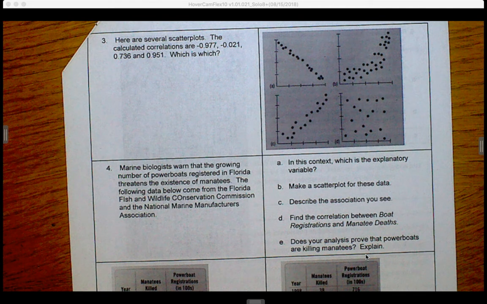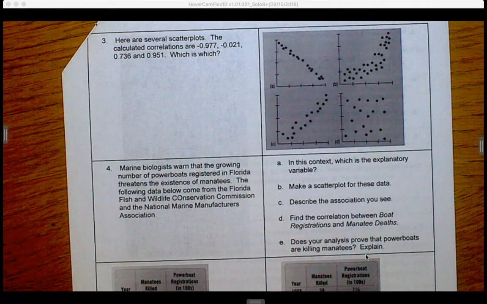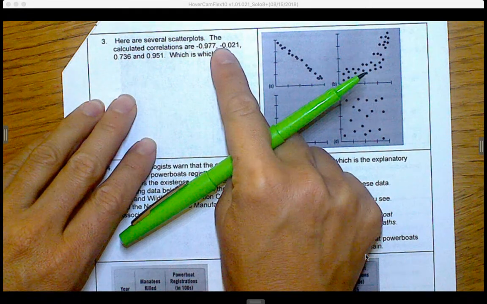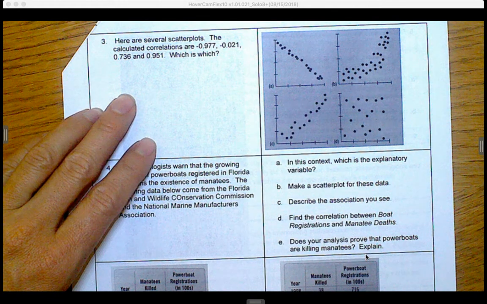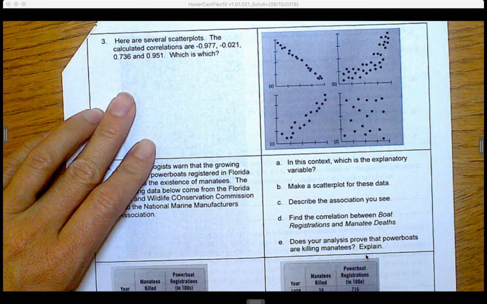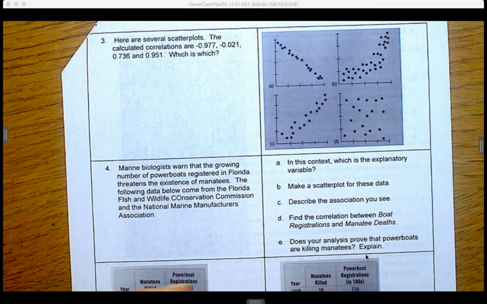All right, let's pop over to problem number 3. It says here are several scatter plots. The calculated correlations are these values right here. Which is which? Remember what this is telling us. If it's a negative correlation coefficient, then that means the graph is going downhill. If it's positive, that means it's going uphill. If it's close to -1 or +1, that means it's strong. If it's close to 0, that means it's weak.